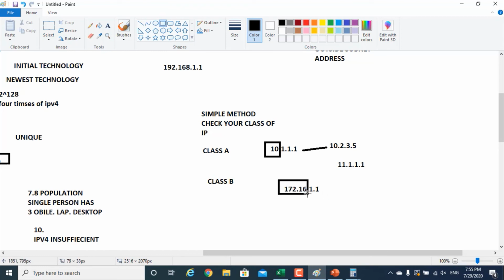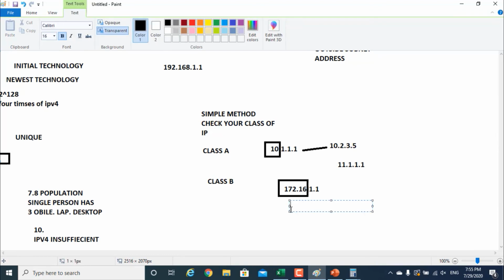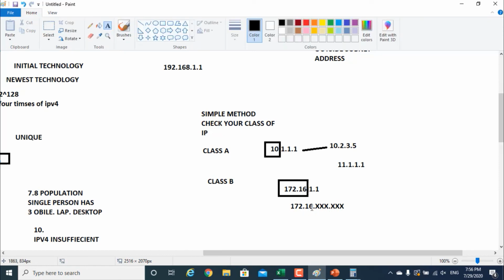Means your first two octets is your network. Whoever has the first two octets the same, for example 172.16, the rest doesn't matter. They're all your brothers and sisters, I can say. The rest doesn't matter. Only what matters is that the first two octets must be the same. Are you getting it? So if your IP is from class B, the first two octets must match.